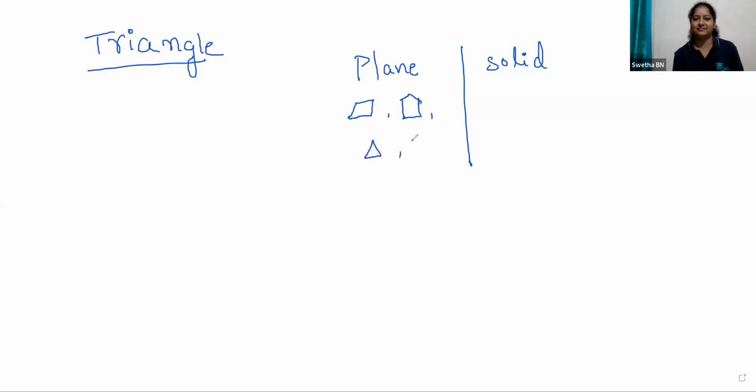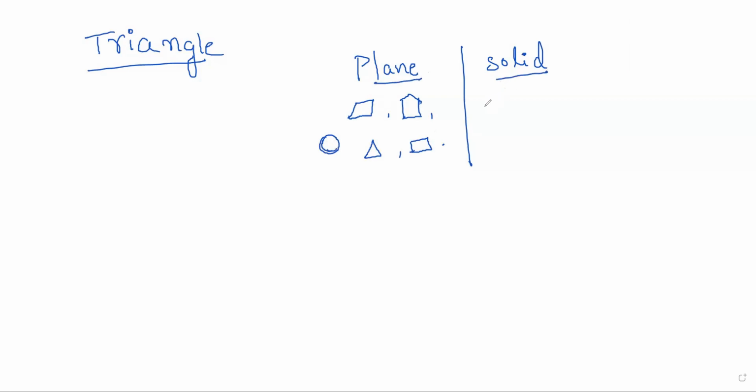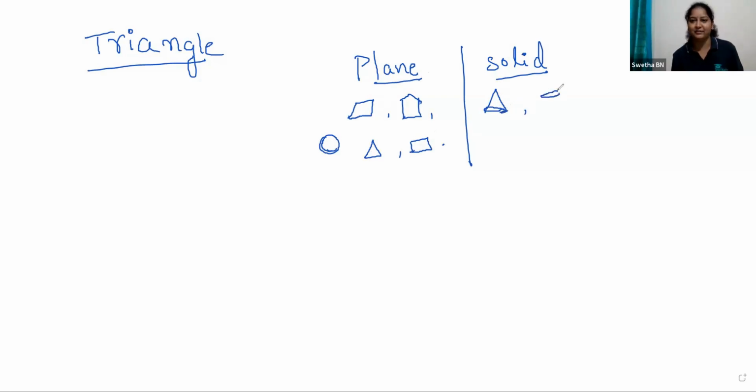Then square, rectangle, and also circle, right, children? So these are all plane figures. Can you tell me which are solid figures? Cone. Very good. Cylinder. Very good. Cube, cuboid, and sphere. So these are all solid figures.